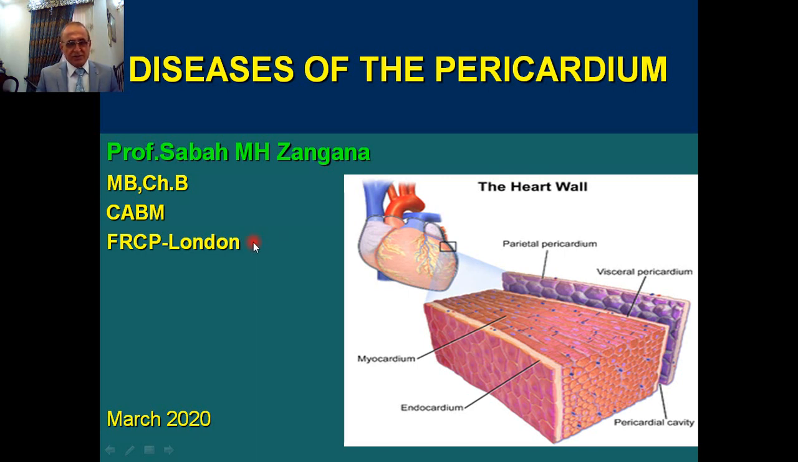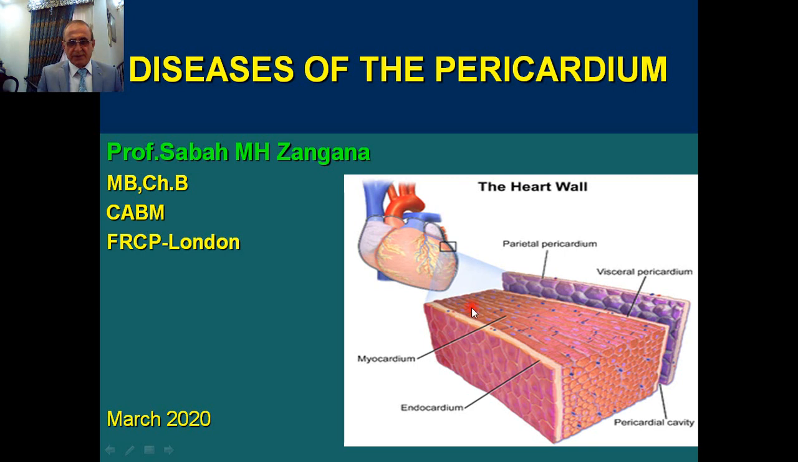We are in March 2020. We are living the curfew imposed by the health authorities due to the pandemic spread of coronavirus. This is part of electronic teaching. The lecture is on pericardial disease, part of the curriculum for the fourth-year medical students, Kirkuk Medical College, but also can be for sixth-year students and even for Iraqi board students. The topic for today is diseases of the pericardium.